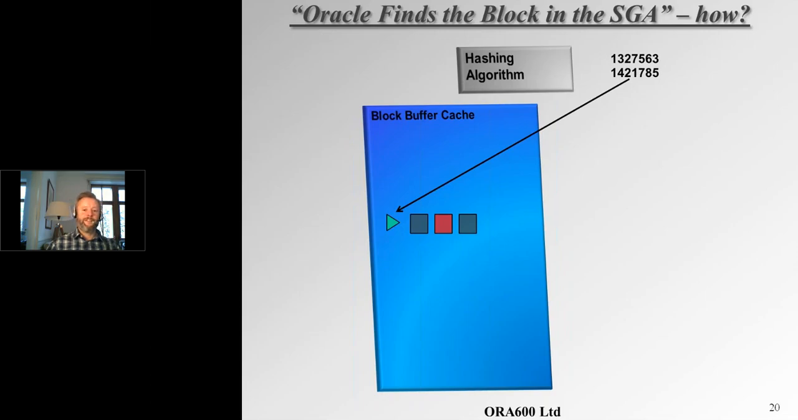And the reason I've put this in at the end of this presentation is so few people have ever had this explained to them. This is how Oracle finds stuff in its block buffer cache.